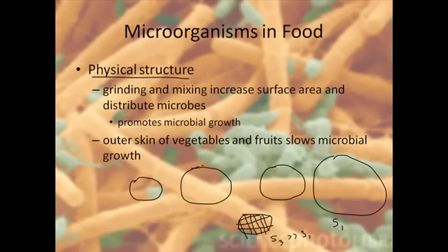The outer skin of vegetables and fruits slows microbial growth, because it blocks the microbes from entering. If the food has open tissues, then it will be highly vulnerable to attack by those microorganisms. But skin cells, which are really strong, are the first layer of defense for those foods and vegetables, and they protect against bacteria growing and entering the active tissue of vegetables and fruits.